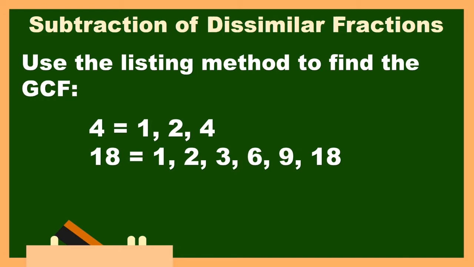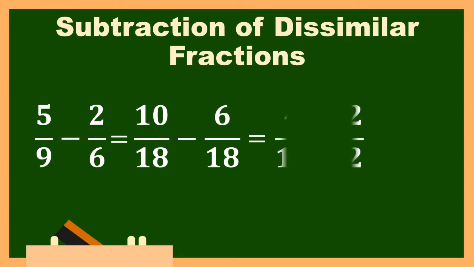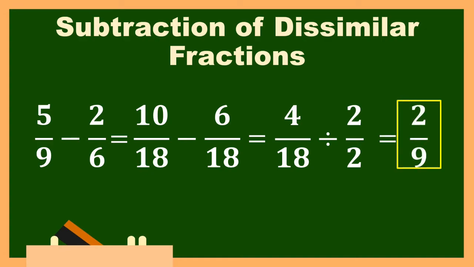So, let's look for their common factors. So, first, we have 1. Another is 2. So since GCF or the greatest common factor ang ating gagamitin, kukunin natin ang pinakamataas na factor. So our GCF is 2. Pagkatapos kunin ang GCF na 2, ay i-divide ito both numerator and denominator doon sa result na 4/18. So 4 divided by 2 is equal to 2, and 18 divided by 2 is equal to 9. And 2/9 is the final answer.